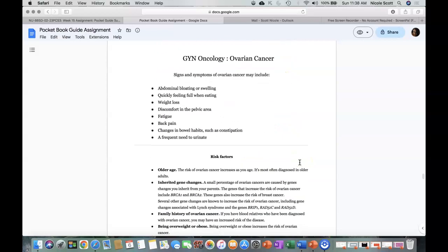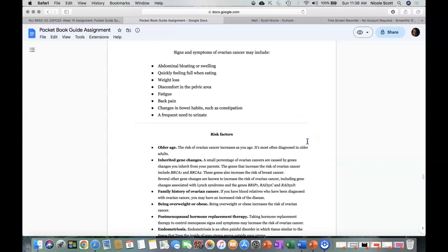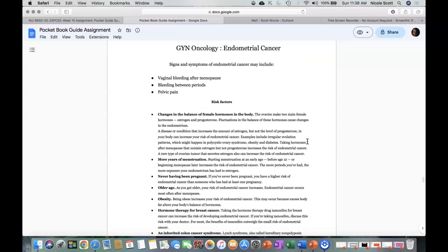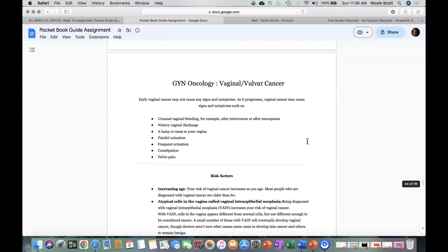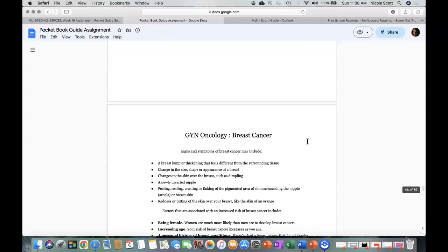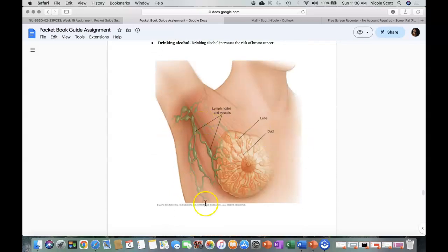Then we go into GI and onc. So ovarian cancer we have up first. I have signs and symptoms along with risk factors for all the different types here: endometrial, vaginal, vulvar, cervical, and then breast as well, a little bit longer. And this is a good picture for describing everything, where everything is anatomy-wise.